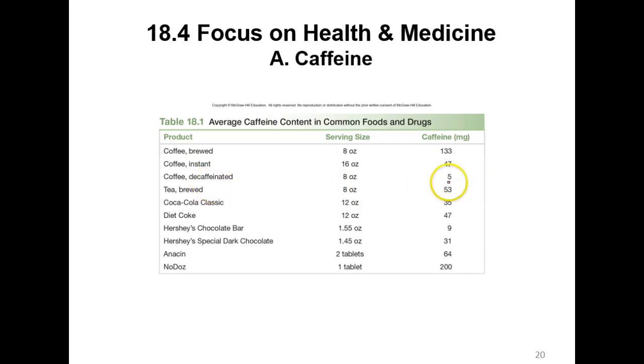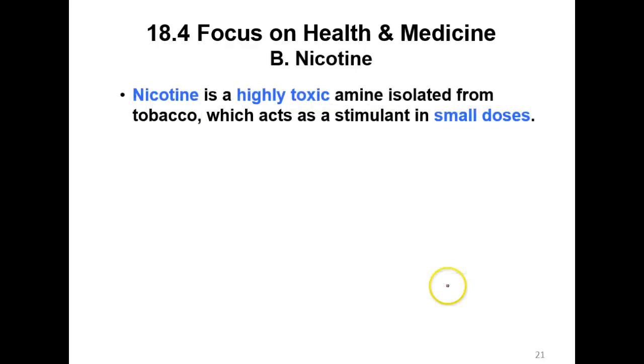Decaffeinated obviously has very small amounts. Tea, you can see, has about a half to a third of the amount of brew. It's interesting, I didn't realize that, but tea and instant coffee are about the same. That's kind of interesting. Here's Coke and Diet Coke. Didn't realize Diet Coke has more. That's kind of interesting. Chocolate has a very small amount. Dark chocolate has more. And then you have like No-Doz and all those things. No-Doz has quite a bit of caffeine in it.